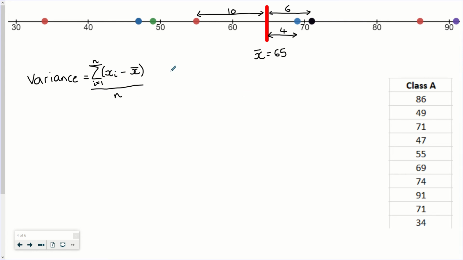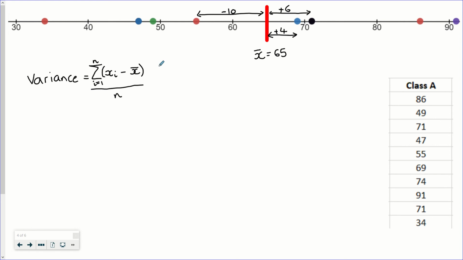The problem with this is, if we look at these three data points that we looked at before and work out what this formula would actually give us on the numerator, if I do x take away x bar for the blue dot, I would get plus 4, 69 take away 65. If I do the same for the black dot, I'd have 71 take away 65, which is plus 6. The problem comes when I look at this red dot, which is at 55. If I do 55 take away 65, I'd get minus 10. So if I just worked out the numerator for these three data points and added together these distances, I'd have 0, because the minus 10 cancels out the positive 6 and positive 4.